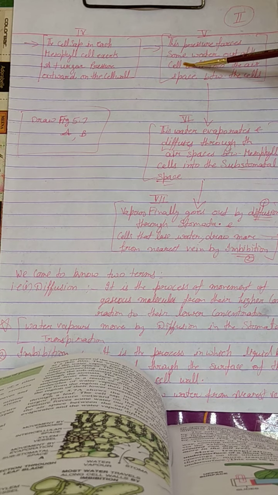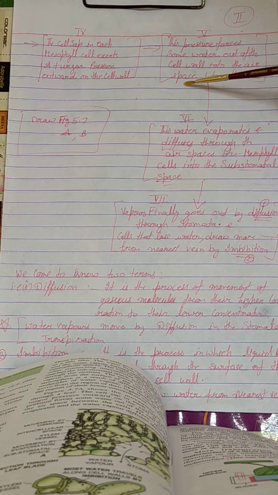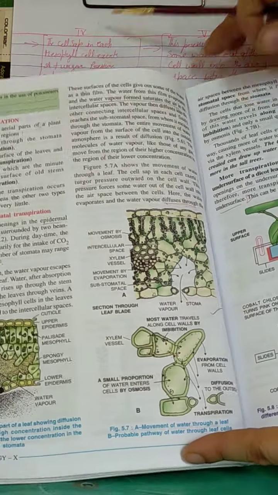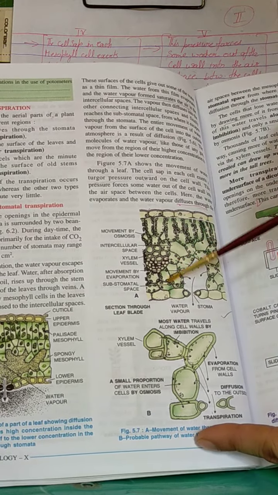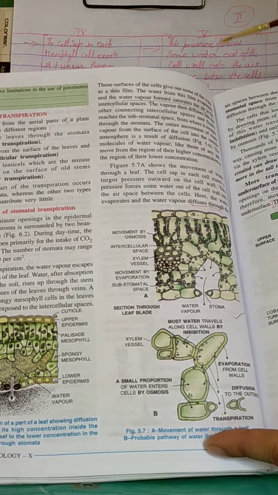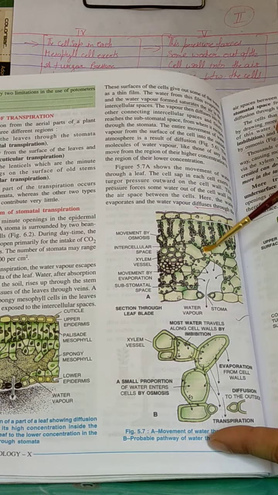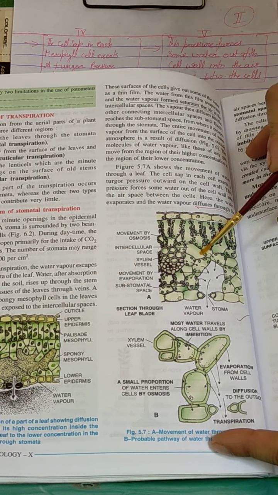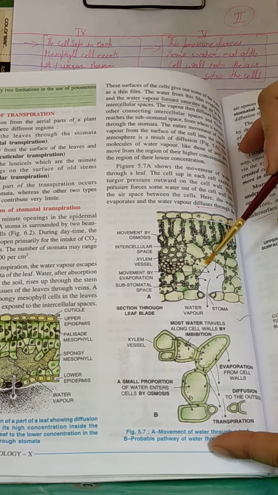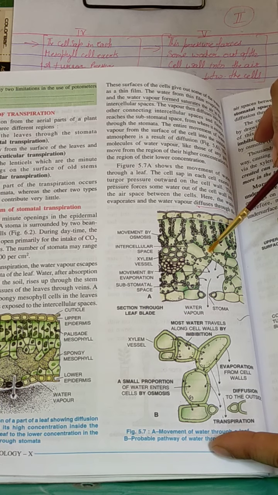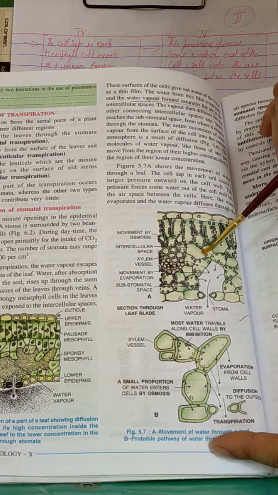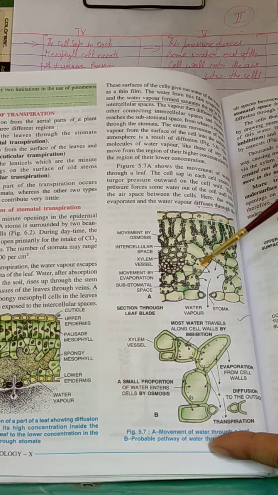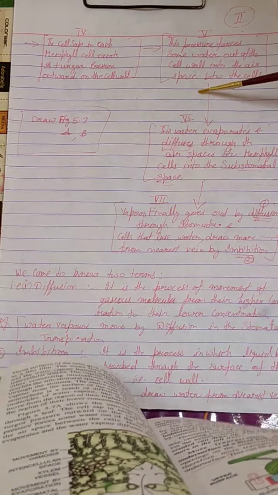This pressure forces some water out of the cell wall into the air space between the cells. As we know, among these spongy cells there are air spaces in between them, and with the pressure they show turgidity. With this pressure, some of the water is pushed out through the surface into the intercellular space. Now this water starts collecting, and what happens?